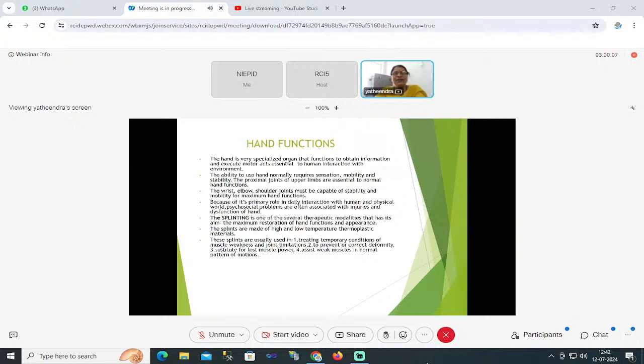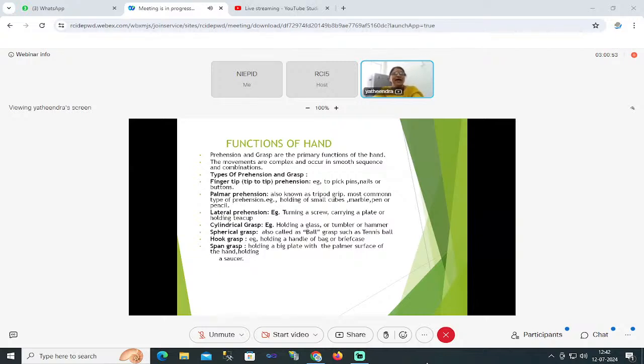Splinting is one of the several therapeutic modalities that has its aim the maximum restoration of hand function and appearance. Splints are made of high and low temperature thermoplastic materials. A splint is an adaptive device. It is a supporting device for maintaining the proper position of the hand or to prevent deformities or contractures. Splints are usually used in treating temporary conditions of muscle weakness and joint limitations to prevent or correct deformity, substitute for lost muscle power, and assist weak muscles in normal patterns of motion.